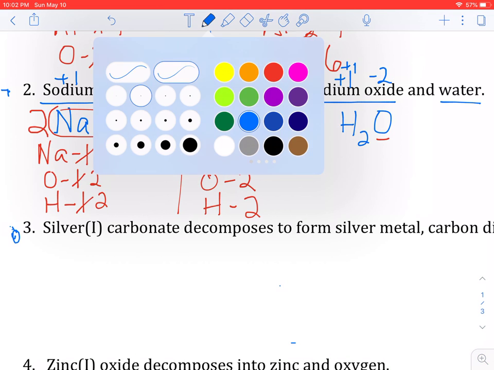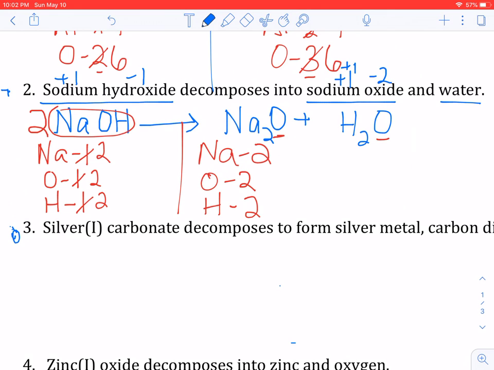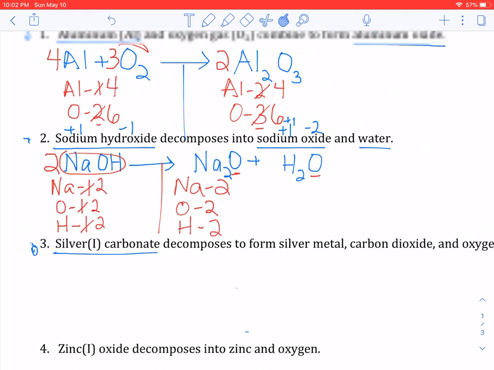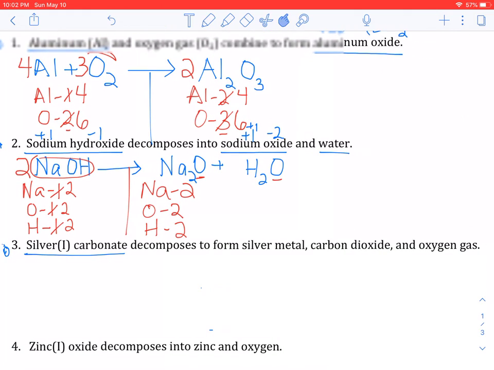Okay. Third problem. Silver 1 carbonate. Again, it's decomposing, so that means we have silver 1 carbonate, and that's going to break down. Decomposes to form silver metal, carbon dioxide, and oxygen gas. So 3 products.